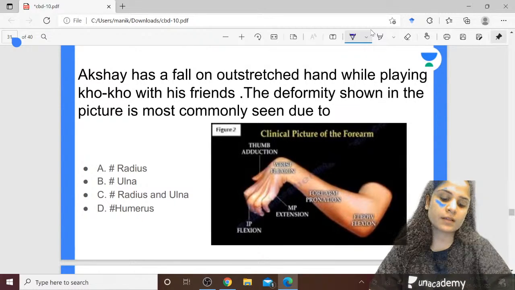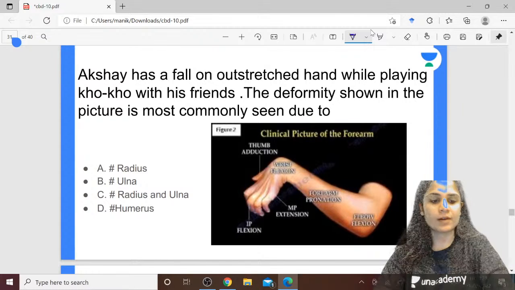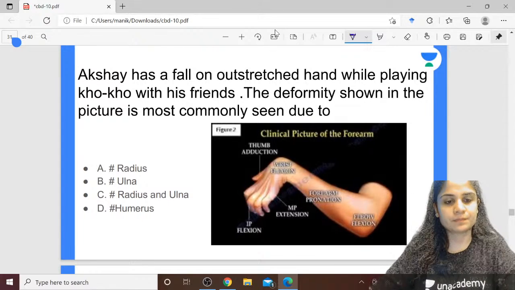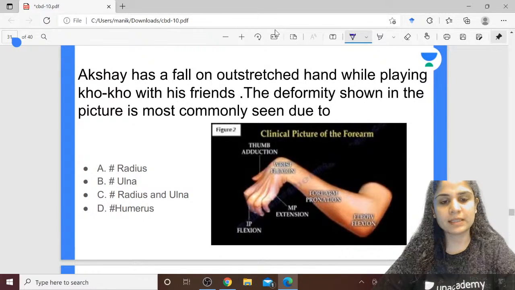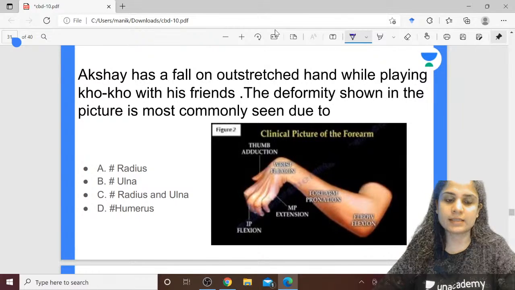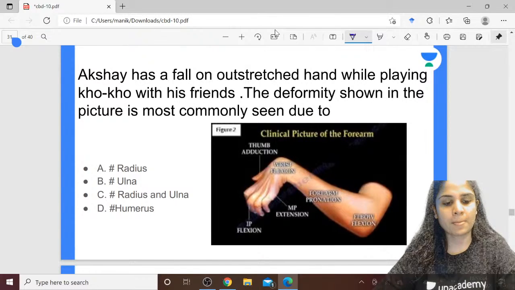TURP can be done under spinal anesthesia. It is transurethral resection of prostate, which takes about 45 minutes to 1.5 hours. So it's less than 2 hours, it can be done under spinal anesthesia. Anything below the umbilicus can be done under spinal or spinal plus epidural anesthesia, depending on the time. Time taken more than 2 hours, spinal plus epidural. Time taken less than 2 hours, just plain spinal.